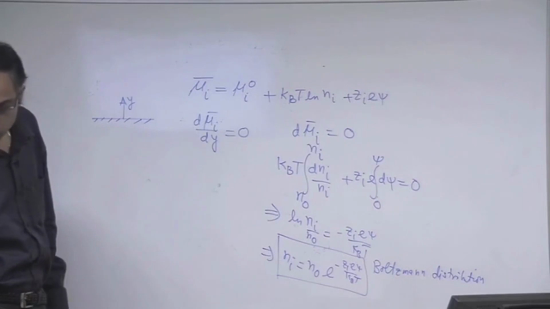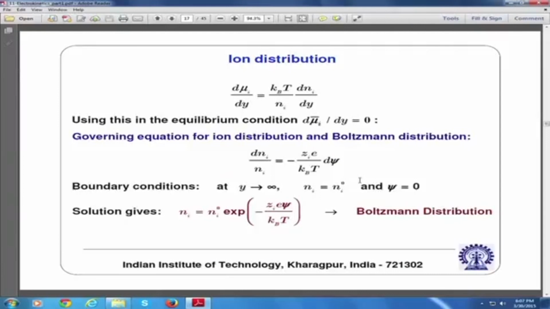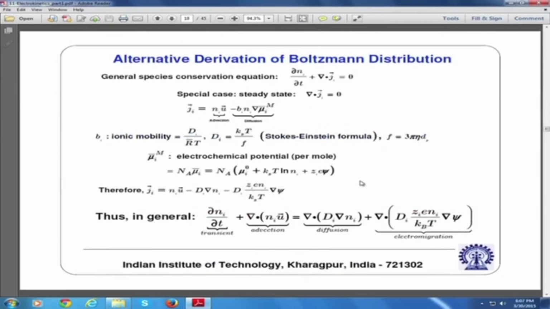Okay. So let us summarize this part through the slides. You can see the final expression Ni is equal to Ni0, which is N0 in the short notation I have written on the board, into e to the power minus Zi E psi by kBT. So this is the ionic distribution under equilibrium. Now there is a different way of deriving this; in fact there could be many different ways. We will derive this from the species conservation equation.